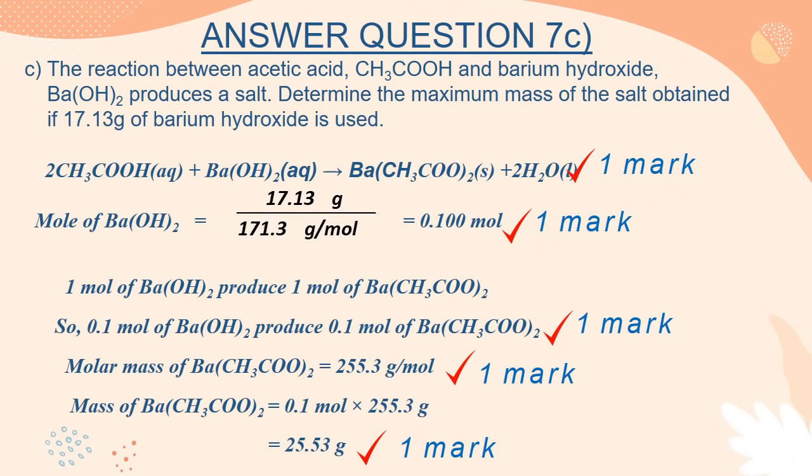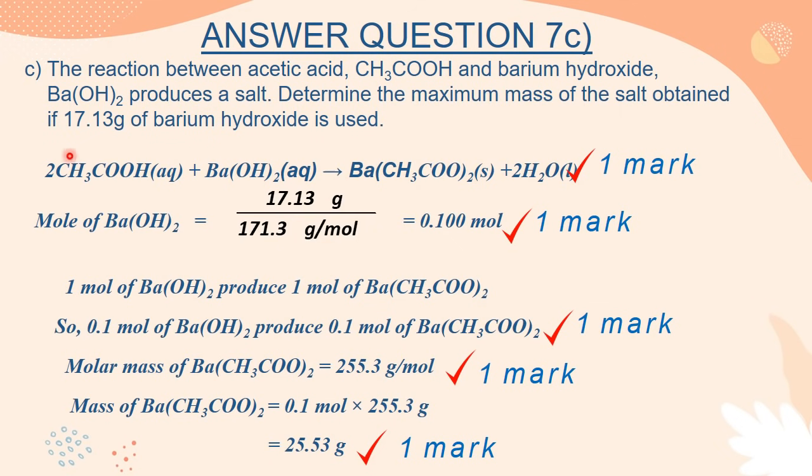Now to question 7C. The reaction between acetic acid and barium hydroxide produces a salt. Determine the maximum mass of the salt obtained if 17.13 grams of barium hydroxide is used. So first step, you write the equation. Acetic acid reacts with barium hydroxide, so you get barium acetate. So this is the question.